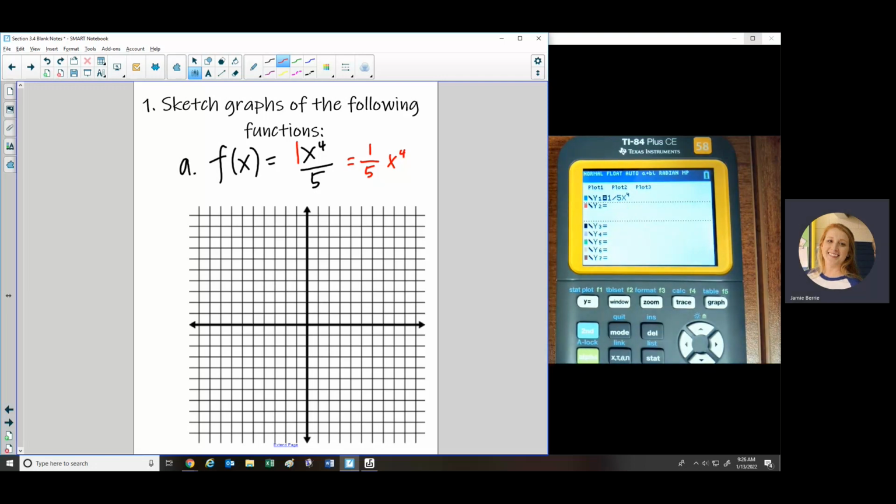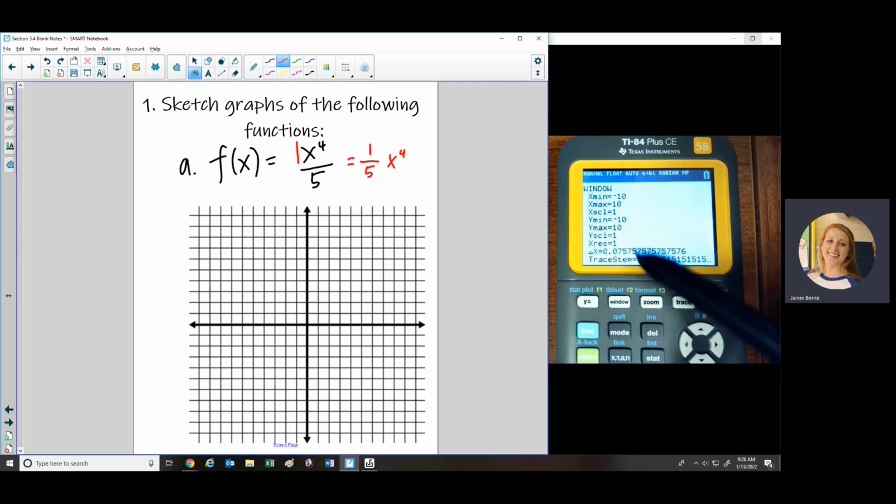Either way is fine. All right, so before I hit the graph button, I'm just going to take a look at my window, see what my window looks like. Great, I've got the standard window in here right now, negative 10 to 10, negative 10 to 10. So I'm going to go ahead and hit graph.